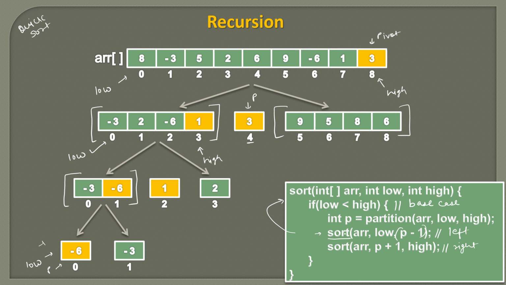So if we call sort method again, passing in low as 0 and high as p minus 1, it will take the value of the new high as minus 1. So here we will reach the base case and we will simply return from this method because low value is 0 and high value is minus 1. So therefore we can't further divide minus 6, and at whichever index minus 6 will be there, that will be the properly sorted position for the element minus 6.